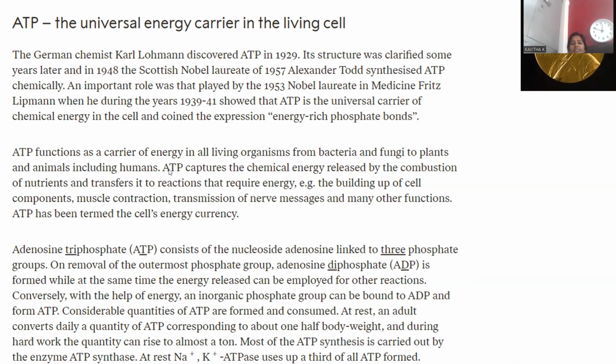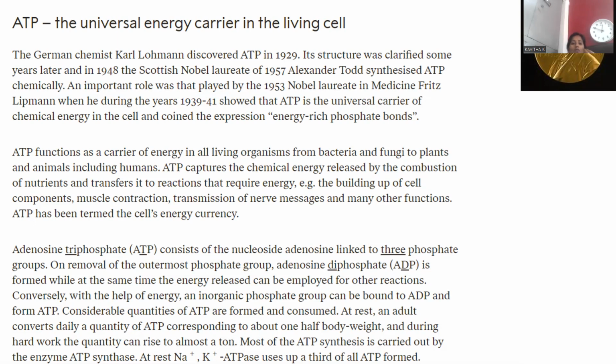ATP functions as a carrier of energy in all living organisms, from bacteria and fungi to plants and animals, including humans. So wherever you see living organisms, wherever there is an energy requirement, the energy identity is denoted with this adenosine triphosphate. Adenosine triphosphate captures chemical energy released by the combustion of nutrients and transfers it into reactions that require energy. Whenever we burn a log, it gives off heat, that combustion giving rise to energy, right?